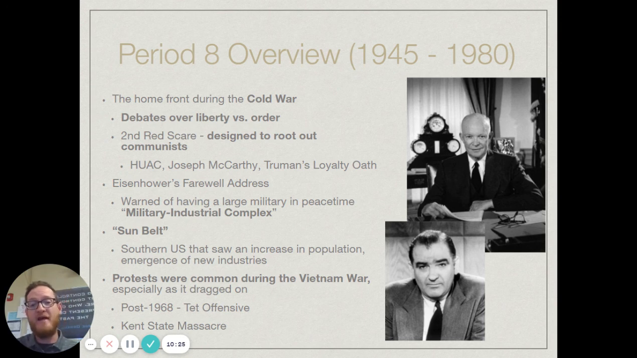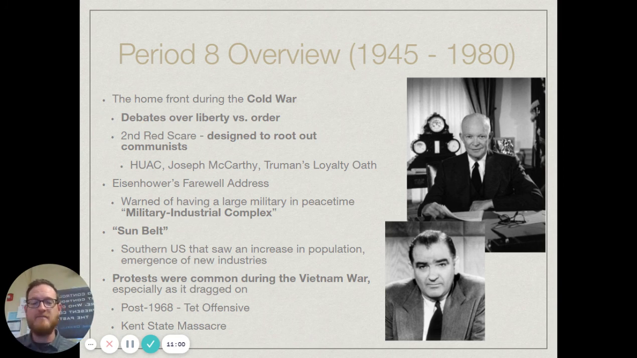Now, demographically during this time, you're going to see the growth of the Sun Belt, which is basically the southern part of the U.S. going from Florida over to Southern California. And you're going to see that these areas gain an increase in population as well as the emergence of new industries. The reason this is going to be so important is because politically, the Sun Belt is going to become a very, very important area because, again, as more and more people move to those areas, they get more representation in Congress, and basically politicians have to pay attention to those areas.